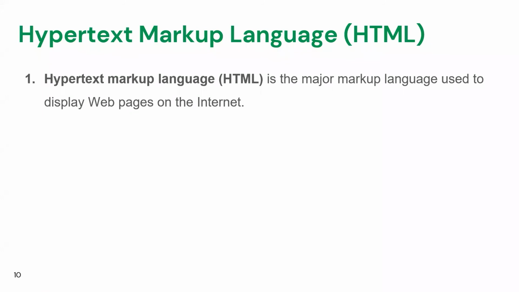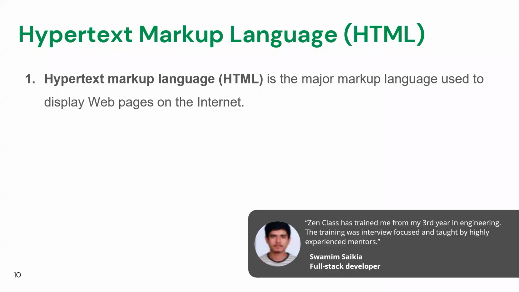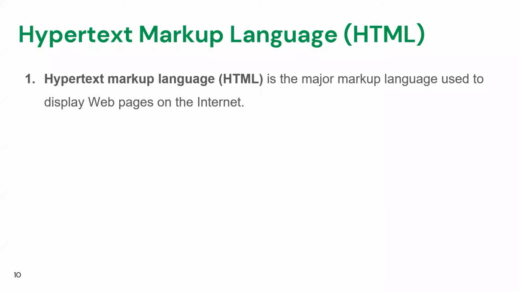Hypertext Markup Language is basically the major markup language used to display web pages on the internet. There is a term called markup. Markup basically means this is not a programming language, but markup languages act as a language.